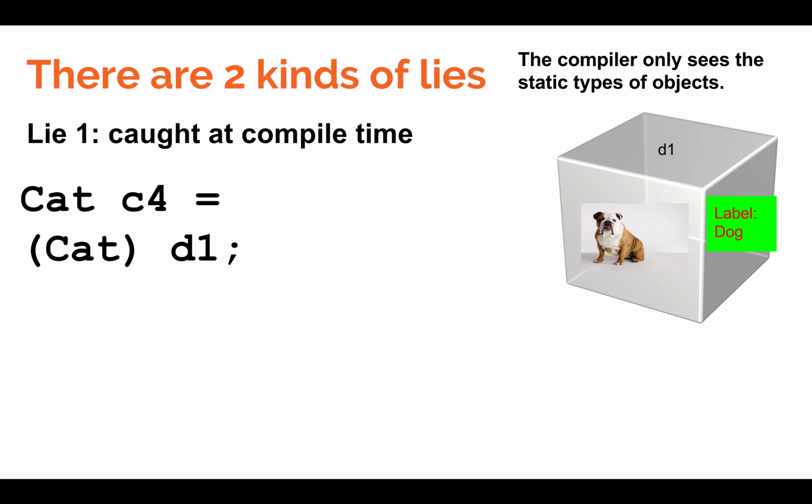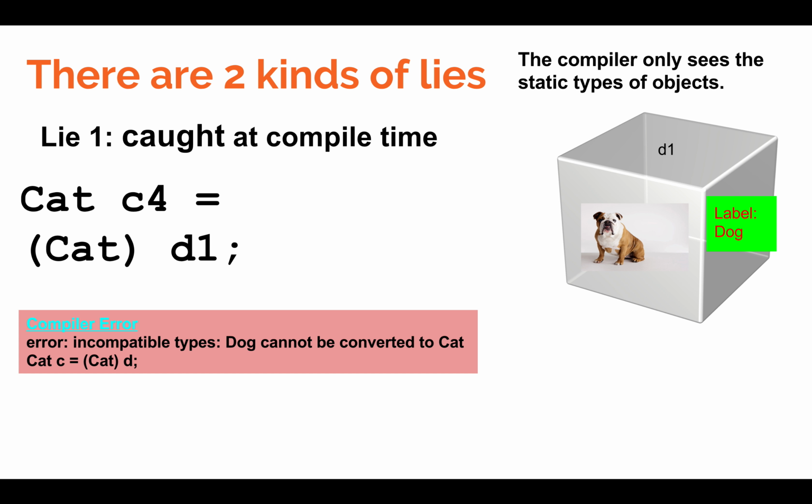So what's going to happen in this case is, there's going to be a compiler error. It's going to read like that. It's going to say error, incompatible types. Dog cannot be converted to cat. It's like, that is literally impossible. Are you kidding me?